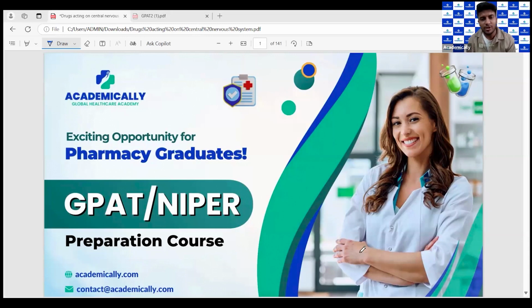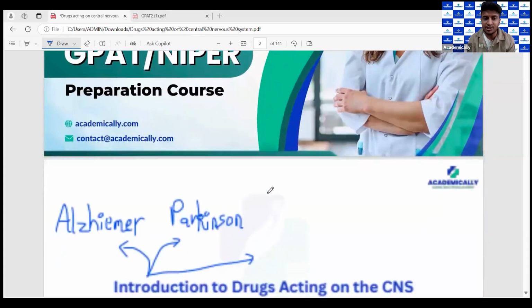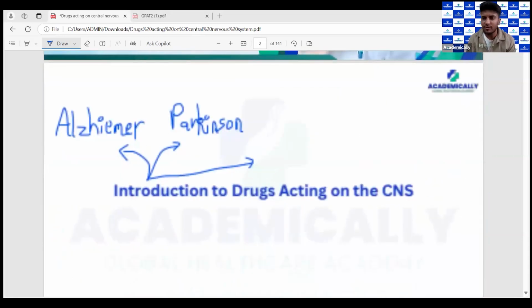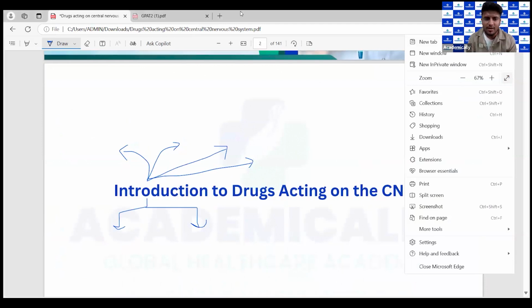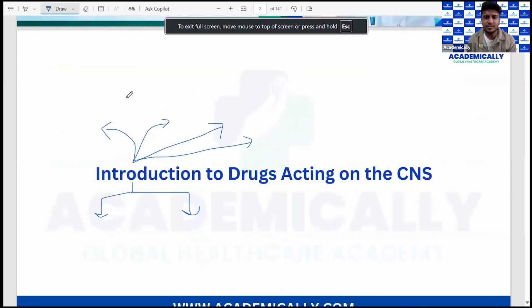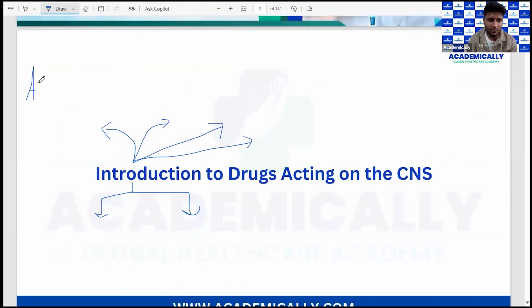So today we are going to be discussing the central nervous system. When I talk about the central nervous system, the diseases related to it involve Alzheimer's. So we all would have heard about Alzheimer's, correct? A disease associated with amnesia or loss of cognition and memory.